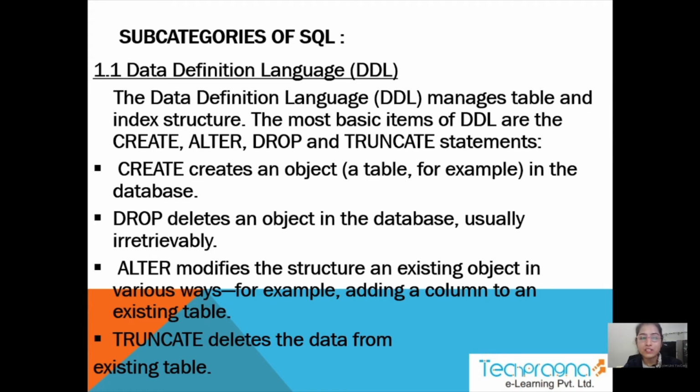Create, alter, drop and truncate are the commands which come under DDL. Create: creation of a new database or new tables. Alter: if we want to add new columns or remove some columns from the table, we can go for the alter command. Drop as in completely dropping that table from the database. If we don't require it anymore, we can drop it out. Truncate will just delete the complete data from the table, but it will retain the structure.